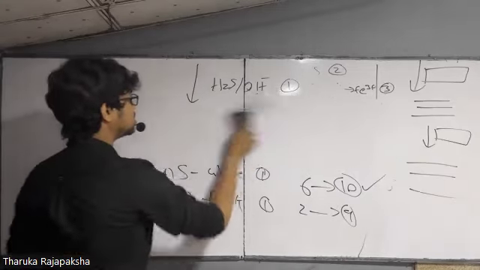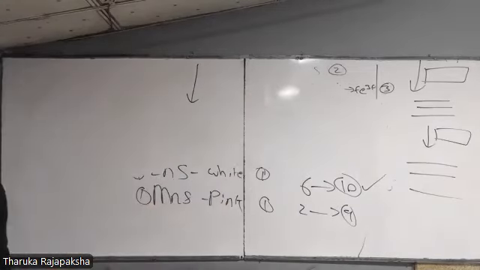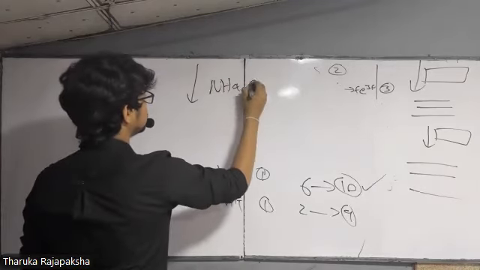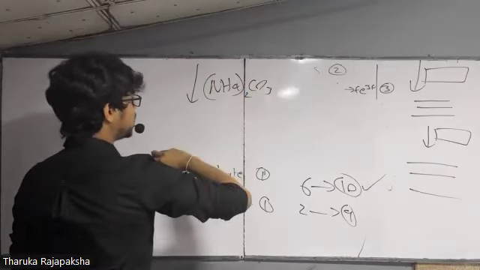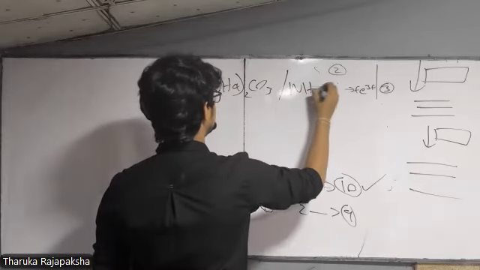Calcium carbonate. What you're adding is ammonium carbonate in the presence of ammonium chloride.